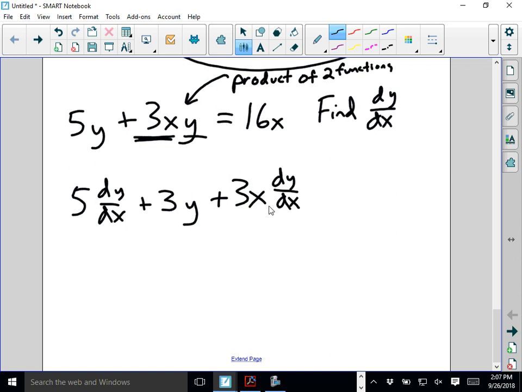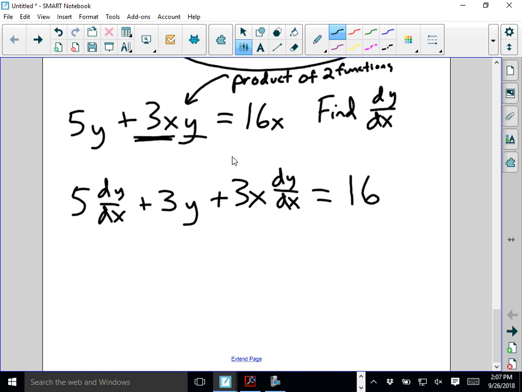And I'm almost done. I just have to derive the right side of the equal sign. The derivative of 16x, it's an x, so I just do it normally. The derivative of 16x is 16. So that's what it should look like after you go through and do the implicit differentiation. The last thing I need to do is get dy/dx alone and simplify if possible.